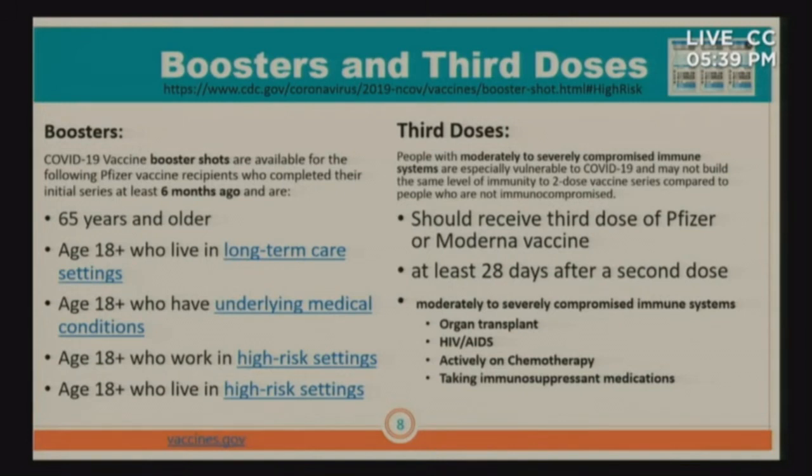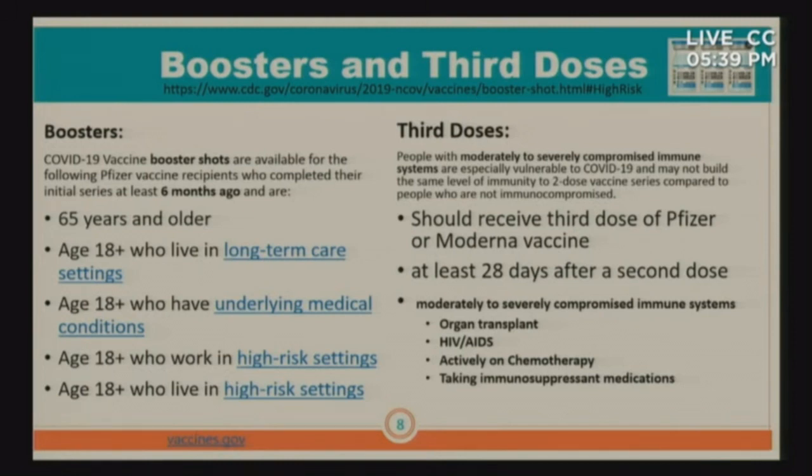The third dose, when you ask for a third dose, you can have gotten Pfizer or Moderna, but you have to be moderately to severely compromised with your immune system. In other words, the third dose is for people whose immune system is not working as well as it should. And so for that, you have to go to your CVS or your Walgreens, where they have the vaccine that you got, and you have to sign a paper saying that you're immunocompromised.